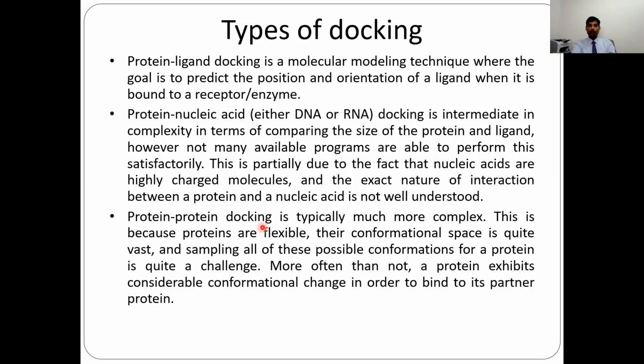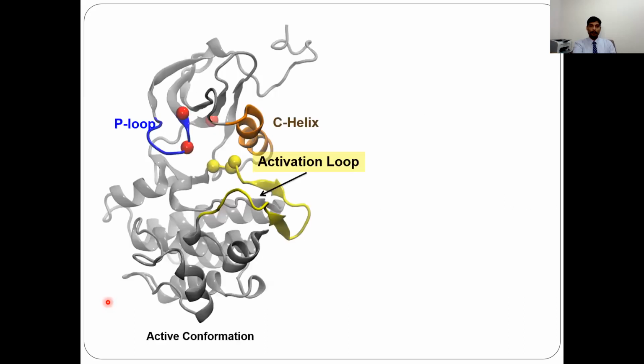And protein-protein docking: if your target is a protein and, instead of a ligand, you have another protein, you try to see the interaction. This is typically more complex, because both proteins are flexible and their conformational space is quite vast, and sampling all possible conformations of proteins is quite a challenge. More often than not, proteins exhibit a considerable conformational change in order to bind to their partner protein.